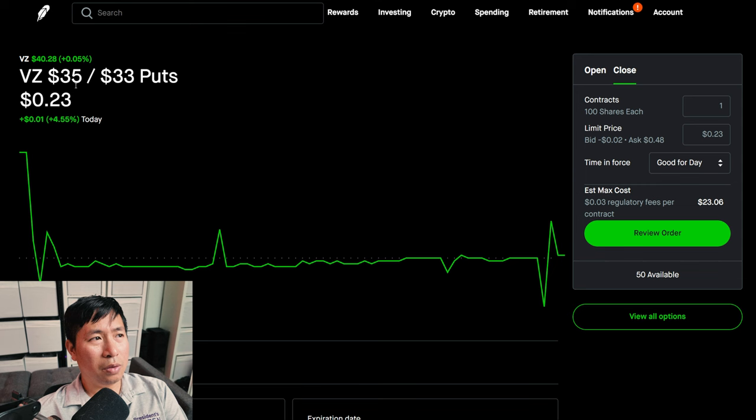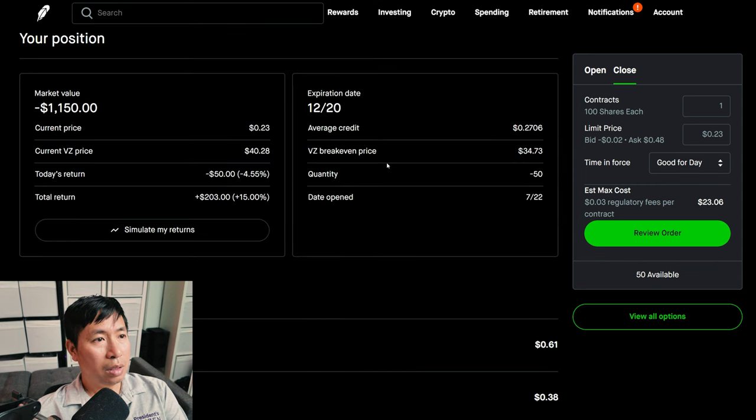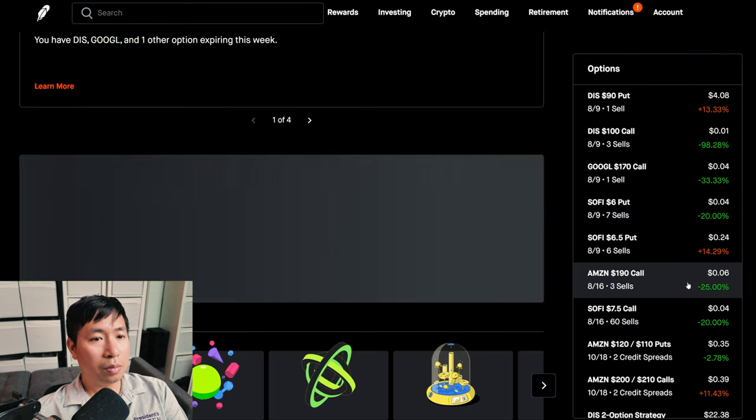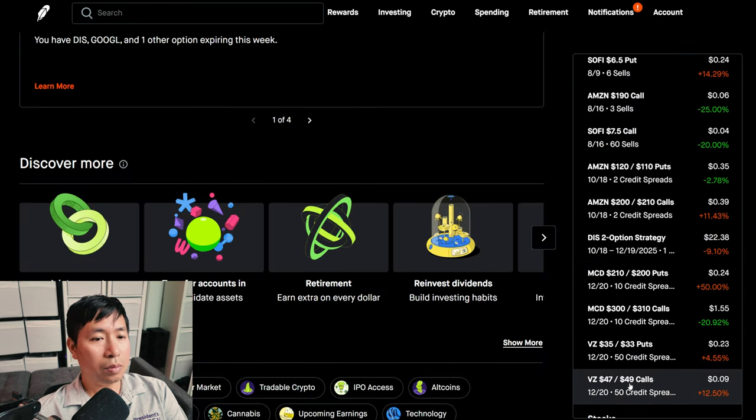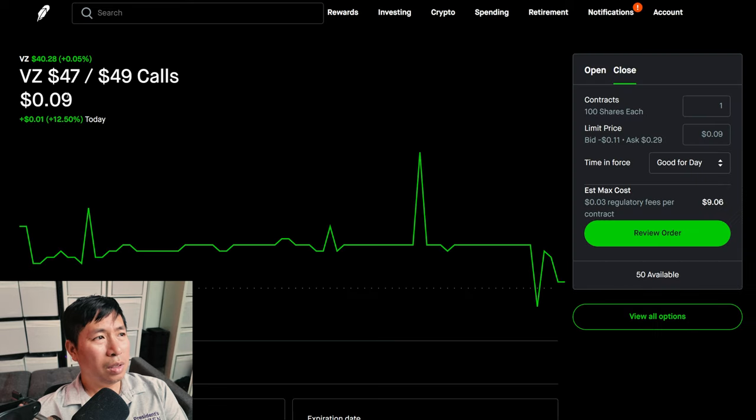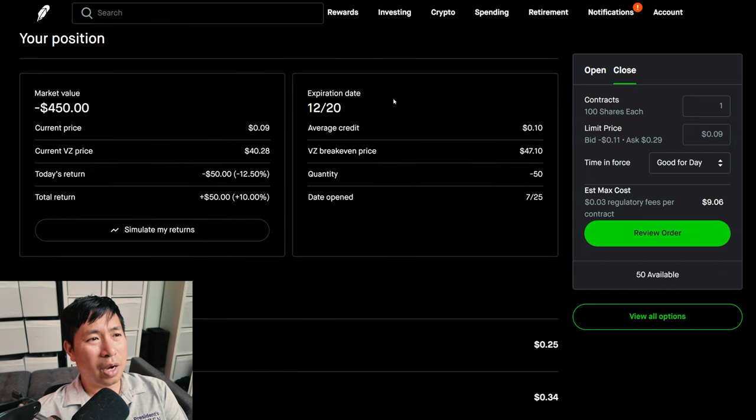I have Verizon $35, $33 put credit spreads. These expire December 20th. My total return, $203. I have Verizon $47, $49 call credit spreads. These expire December 20th. My total return, $50.